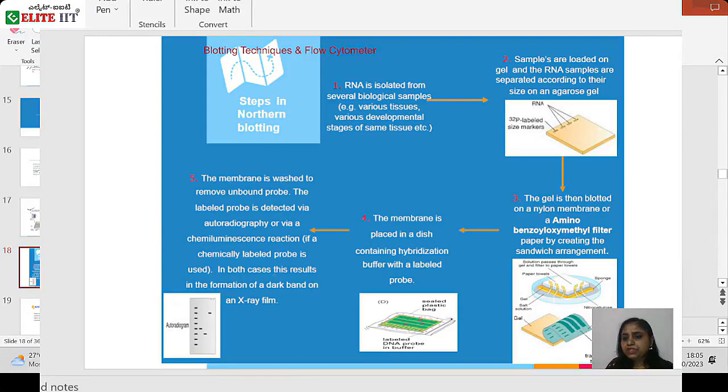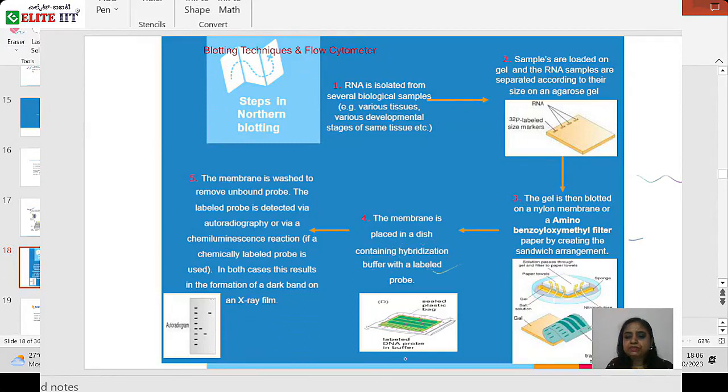And here also the same thing is given. Here denaturation is not required because RNA is itself single stranded, right? Samples are loaded on gel and the RNA samples are separated according to their size on the agar gel. Now the gel is blotted on a nylon membrane or aminobenzyloxymethyl filter paper by creating the sandwich arrangement. Then the membrane is placed in a dish containing hybridization buffer with a labeled probe.